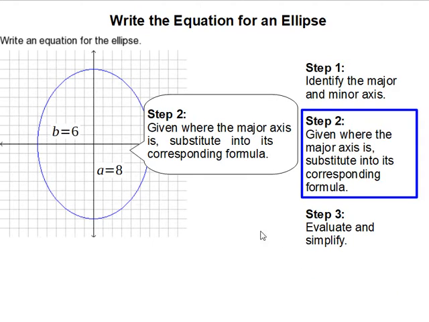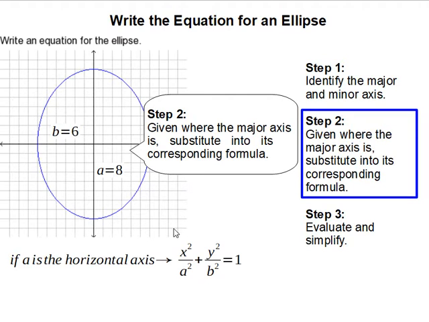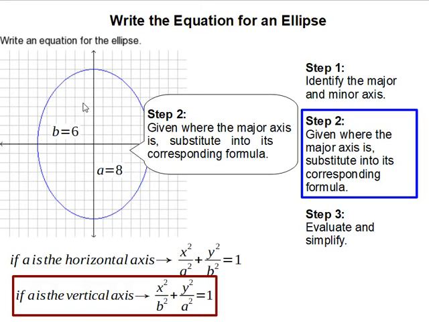Step 2. Given where the major axis is, substitute into its corresponding formula. So the formula for the ellipse, if A is the horizontal axis, will be given as so. And if A is the vertical axis, will be given here. Since A is the vertical axis, we are going to use this formula.